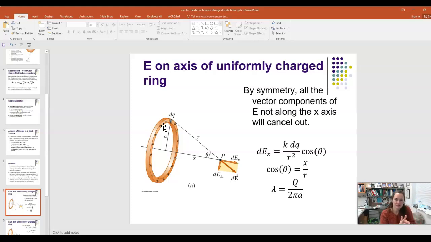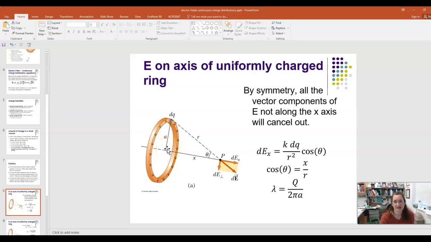And we're a distance x away from the center of that ring. We're walking out perpendicular to the plane of the ring, some distance x, and trying to figure out what the electric field is there. So in other words, we're finding the electric field on the axis of a uniformly charged ring. Okay, so let's break this down.